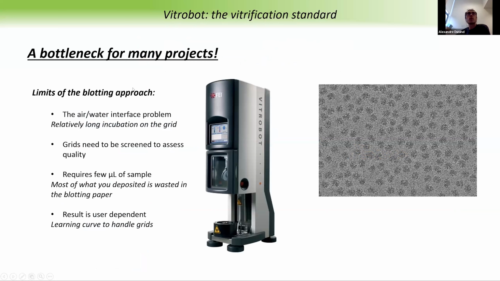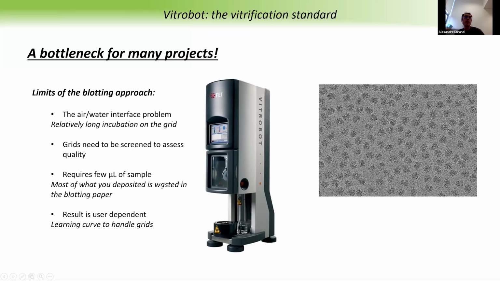There are several limits to the traditional blot and plunge freezing approach as it is done by the VitroBot. The air-water interface, as I just described, is of course a major problem. It's probably due to the relatively long incubation that happens on the grid due to the principle of the method. There is also the need to screen the grids to assess their quality and to control what you have done before going to data acquisition. And very often, or at least it still happens, that we end up with completely black grids or broken grids that cannot be used, and you waste a lot of time screening at a microscope.